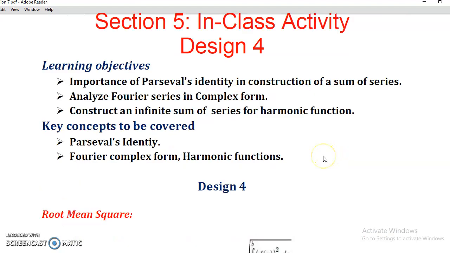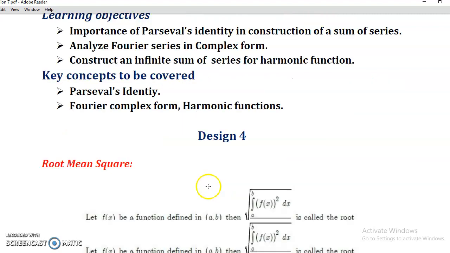So now, design 4. In-class activity design 4 learning objective. This is the last design in this unit. Importance of Parseval's identity in construction of a sum of series. You can analyze Fourier series in complex form after reading this design 4. You can construct an infinite sum of series for harmonic function. Key concepts to be covered: Parseval's identity, Fourier's complex form, harmonic functions.